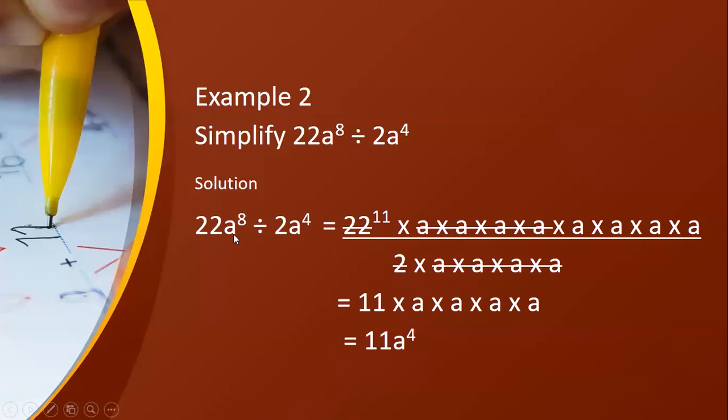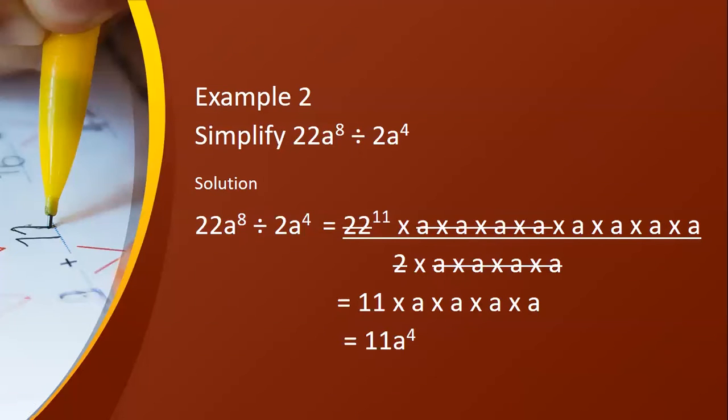So 22a raised power 8 divided by 2a raised power 4 will give us, so we are going to write 22a raised power 8 in its expanded form, and this is what we are going to have. 22 times a, a will multiply itself in 8 places. And again, we have 2a raised power 4. That will give us 2 times a multiplying itself in 4 places.